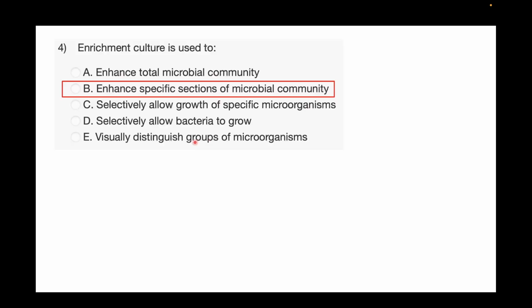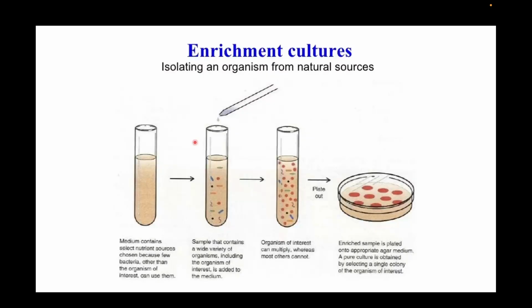But reading together, option C is also meaning the same thing, to selectively allow growth of specific microorganisms. So I would change this to option B and C. Rare occasion in which two options are looking very similar. Actually, the definition of enrichment culture encompasses these two. So you guys are correct. Option C is also the correct answer. Let us understand what is enrichment culture, and I will change this. So enrichment culture is used mostly to isolate an organism from natural sources.